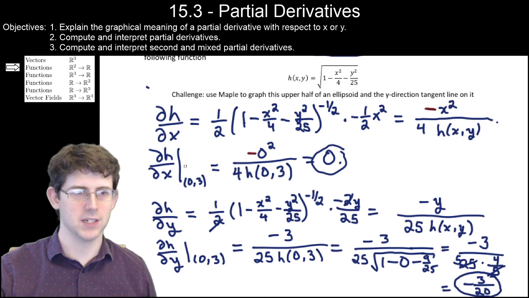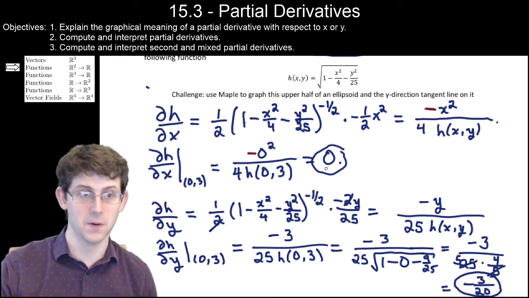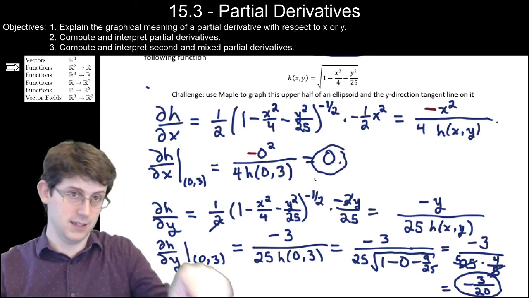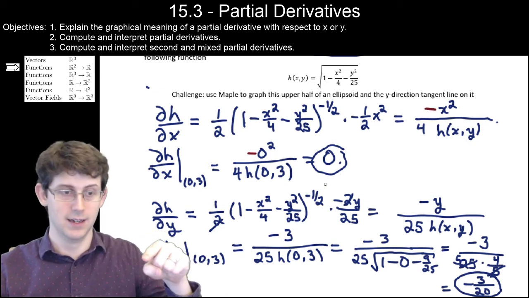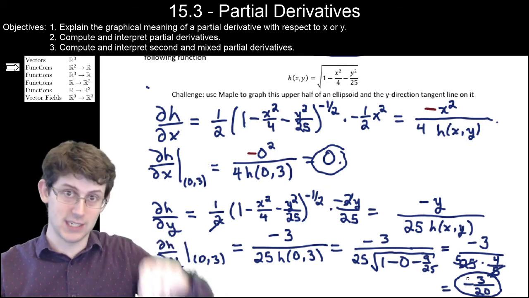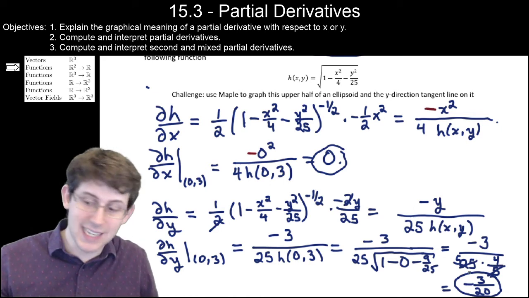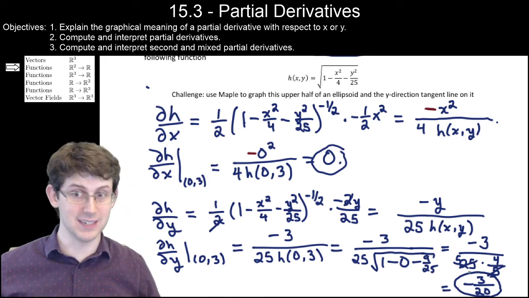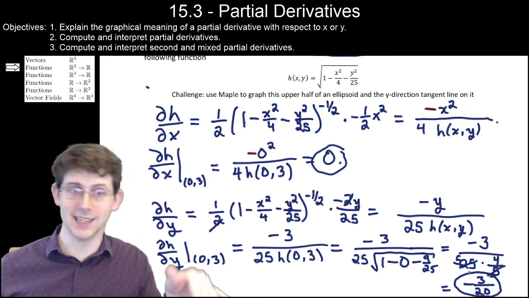So partial h, partial x at the point 0, 3 is 0. That means walking in the x direction, this ellipsoid was flat. But then walking in the y direction, it was slanted downward a little bit. And that makes sense. On a surface, usually the slope is different depending on which direction you're headed on that surface.